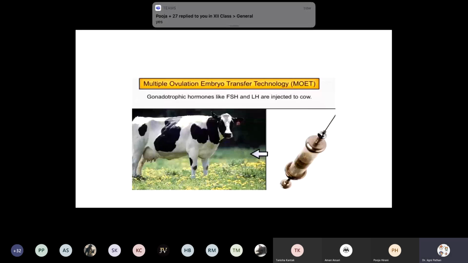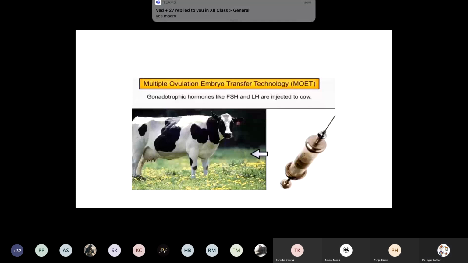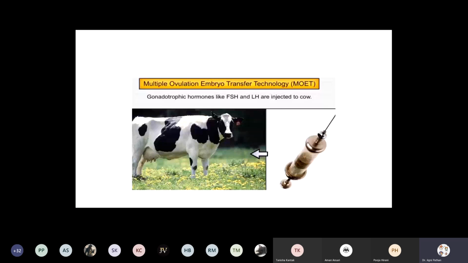Okay. So here is what happens: gonadotrophic hormone, mostly FSH and in some cows LH, but mostly it is FSH, is injected into the cow. Then multiple ovulation takes place, which is superovulation.